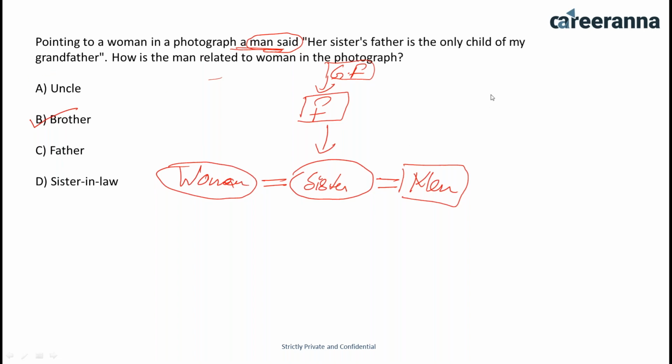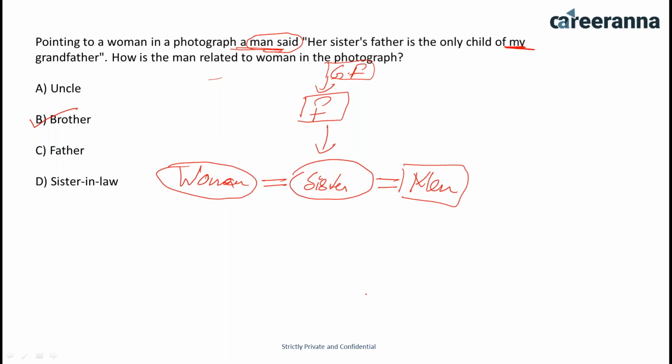That means my grandfather's only child is this father, so the man is going to be the son of this father. Okay, so you can directly say that this man is related to this woman with a brother relation. The question is very simple, and after this approach you will be able to solve it.